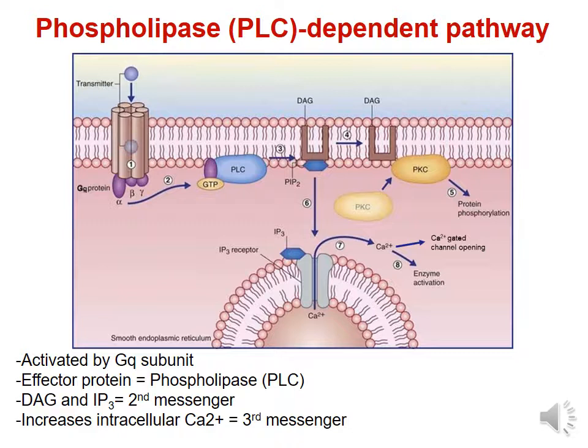On the other side, the IP3 diffuses into the cytosol and opens calcium-gated channels, mainly in the nearby membrane of the endoplasmic reticulum. And the calcium ions activate certain calcium-dependent enzymes downstream. It may also open calcium-gated potassium outward channels and chloride inward channels with excitatory effects.